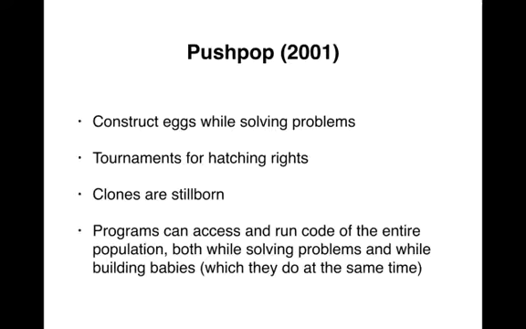I want to very briefly run through some prior work in autoconstructive evolution. The first system is from 2001 called PushPop. And in this system, while you're evaluating a program for how well it solves a problem, it also leaves what you might think of as eggs on a code stack. And then later on, when there are tournaments among parents, there are these tournaments for hatching rights, and the autoconstructed eggs are born at that time, unless they're cloned. This was a very open-ended system in which the programs could access and run code of the entire population, both while they're solving the problem and while building babies, which they're doing at the same time.